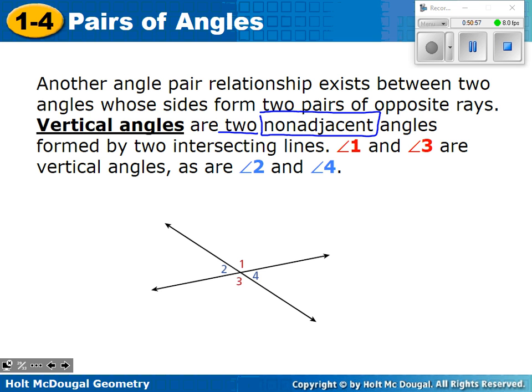They are formed by two intersecting lines. So when two lines intersect, the ones that are vertical are the ones that are not touching each other with a common side. So in this picture, which angles would not be touching each other with a common side? 1 and 3, or 2 and 4. So basically a better way to think about it is they're the ones across from each other when two lines intersect. Are we good with that? Any questions about vertical angles?